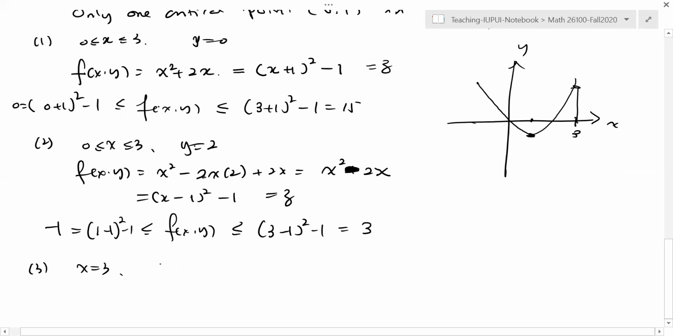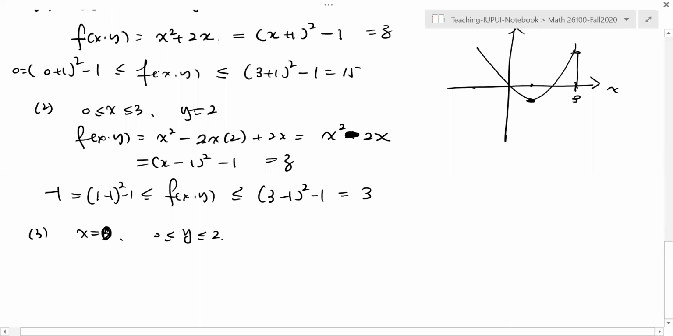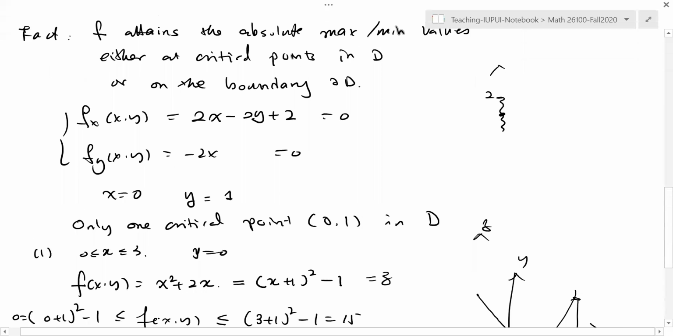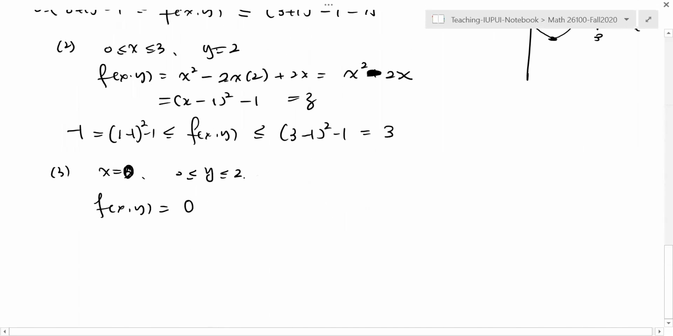When x equals 3, y is between 0 and 2. When x equals 0, let's still look at the one on the left hand. Look at the original function: every term contains x, so it's going to be identically 0. That's easy. So the maximum value, that's identical.